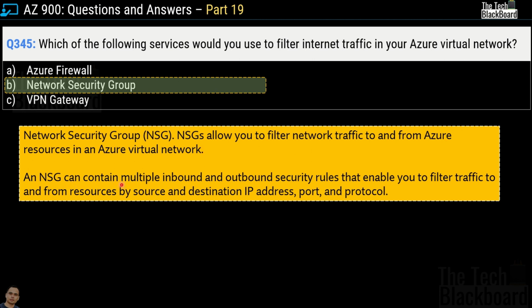An NSG can contain multiple inbound and outbound security rules that enable you to filter traffic to and from resources by source and destination IP address, port and protocol. So friends, please note these details very carefully because Microsoft can change the question and ask questions that revolve around IP addresses, ports and protocols. In that case, you now know that network security group is the option to choose.